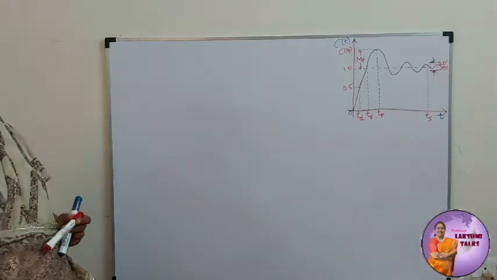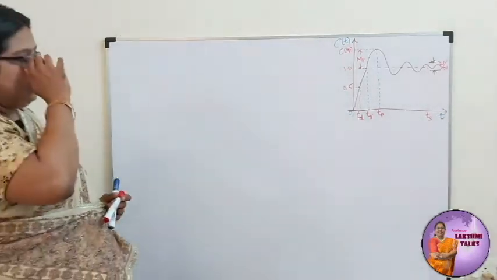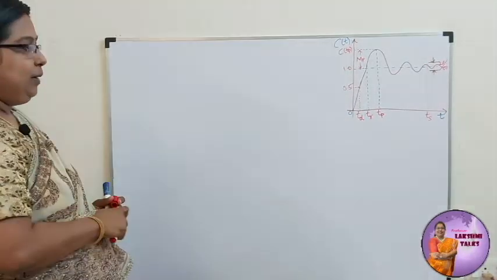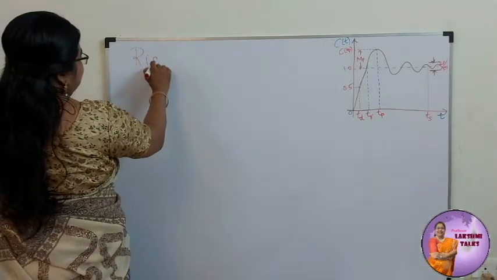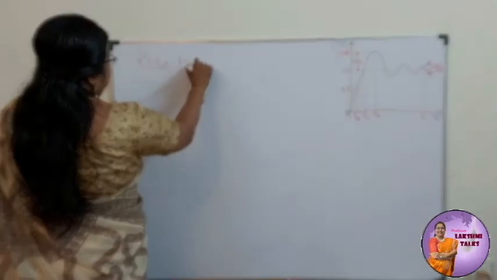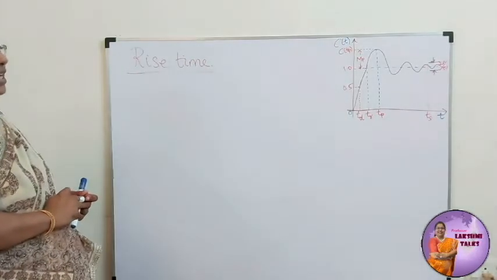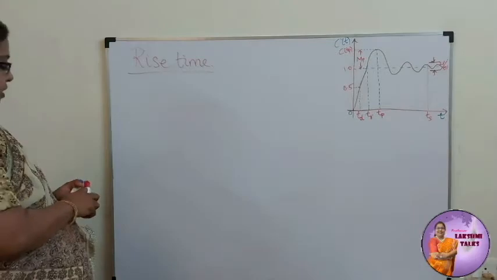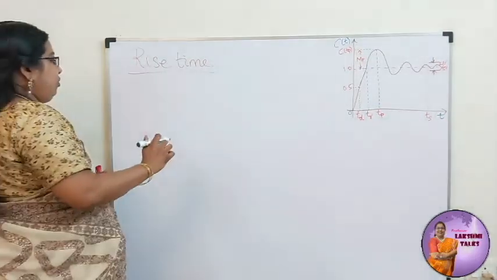Okay, as we know the specifications, I think we can go about deriving them. First we will derive rise time, TR. So what is rise time? We have seen that it is the time taken to reach 100% of the final value for the first time. Okay, so now what happens?